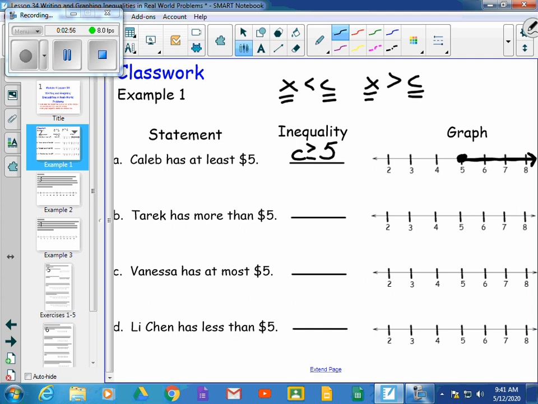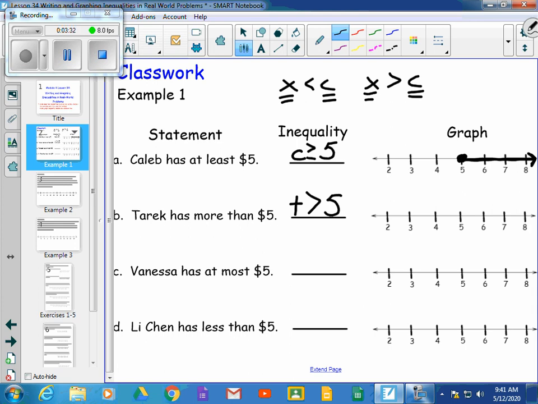Let's try letter B. It says Tarek has more than $5. This time we're going to compare T to 5. Let's start out with 5. If he has 5, is that more than 5? No. What if he has less? Let's say he has 4. Is 4 more than 5? No. What if he has 6? Is that more than 5? Yes. So we need T to be bigger than 5. But we cannot include 5, so we're only going to put the greater than symbol there.